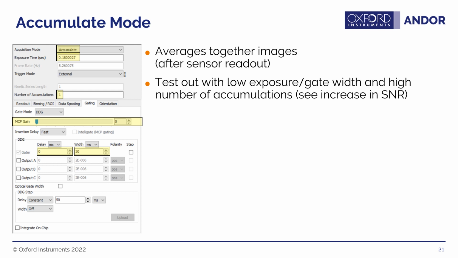Again, I would always test out with a low exposure or gate width and a high number of accumulations because this is a way to get better signal to noise. So often you're going to use this when you don't quite have as much signal as you would like in a single shot. And so there'll be more on this later because I will need to have a slide later to compare and contrast integrate on chip with accumulate mode. Both of them are ways to average signal together, but they're used at different times for different types of acquisitions.